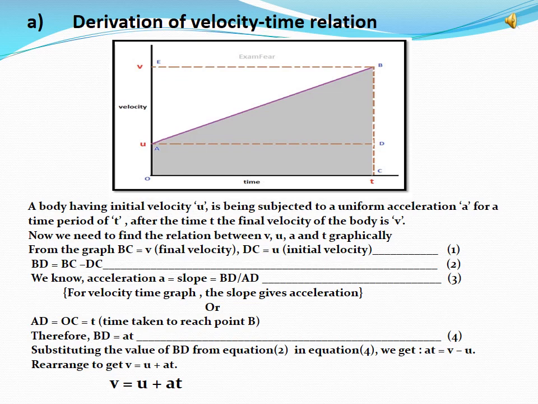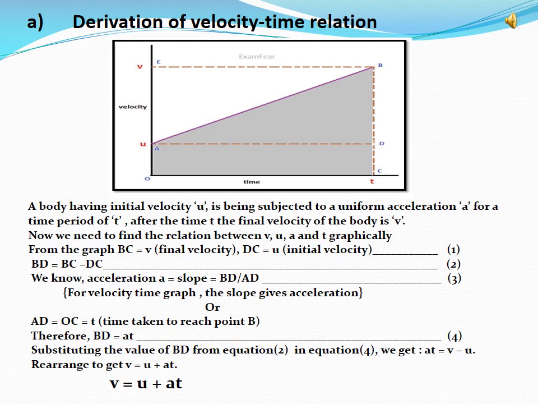From the graph, BC is equal to v, which is the final velocity, and DC is equal to u, which is the initial velocity, represented by equation 1. BD is equal to BC minus DC, which is v minus u, the change in velocity in time interval t, represented by equation number 2.